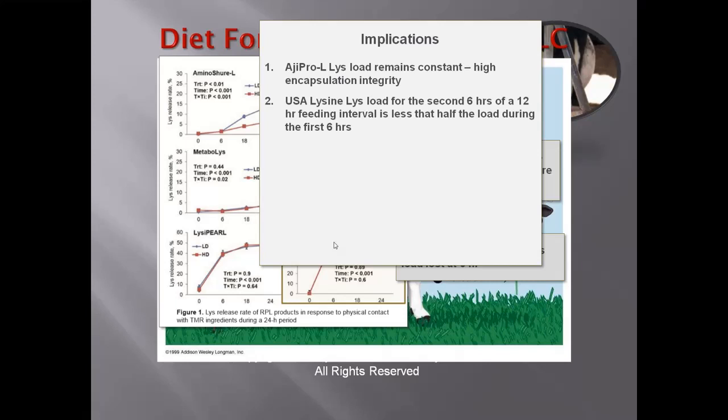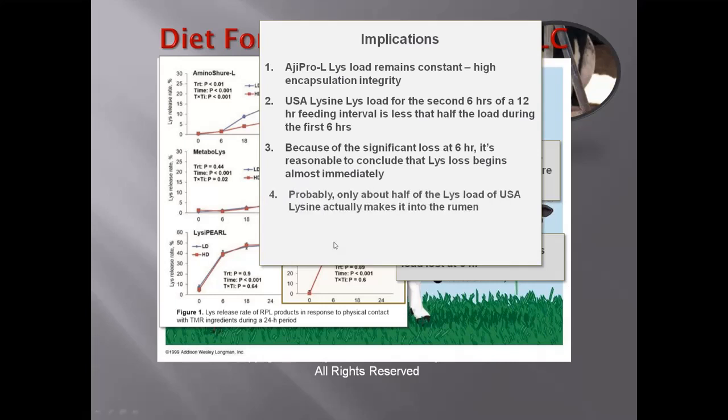Here's the issue with USA lysine numbers. For the second 6 hours of a 12-hour feeding interval, which is what most people do, the lysine provided by what remains in the bunk is less than half the lysine load provided in the first 6 hours. And honestly, because of how significant the loss is at 6 hours, I think it's fairly reasonable to conclude that the lysine loss begins almost immediately. And that probably only about half of the lysine load total of USA lysine actually makes it into the rumen.